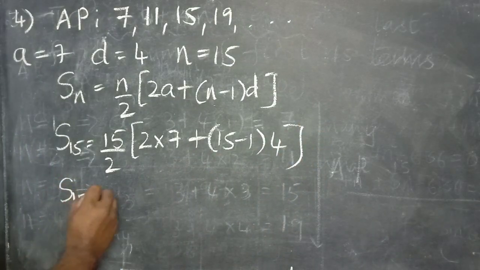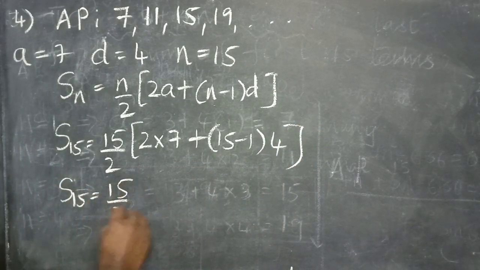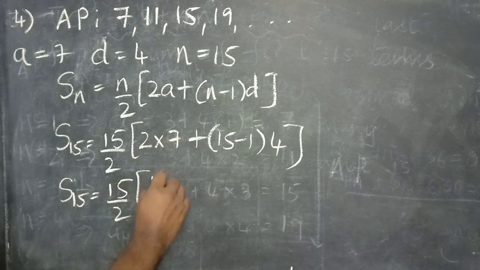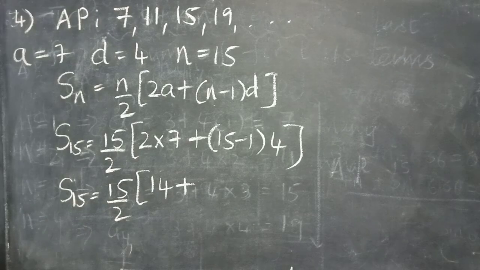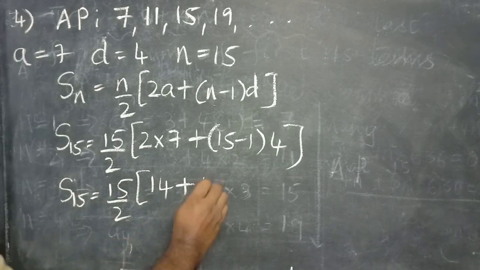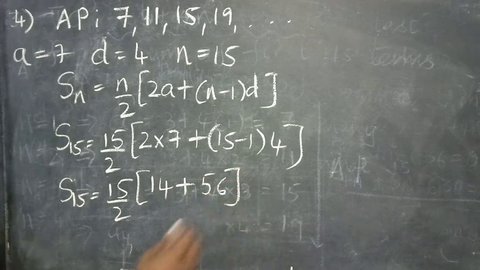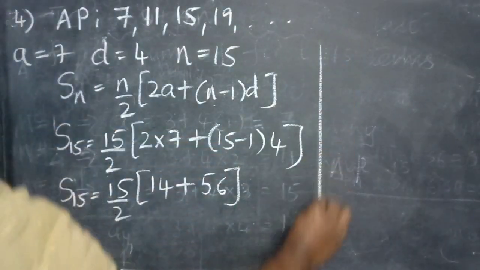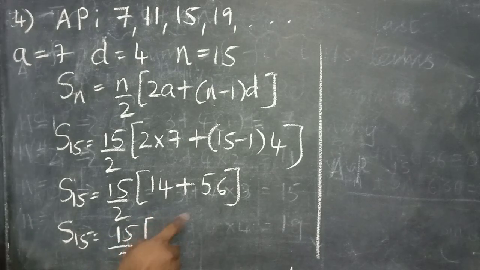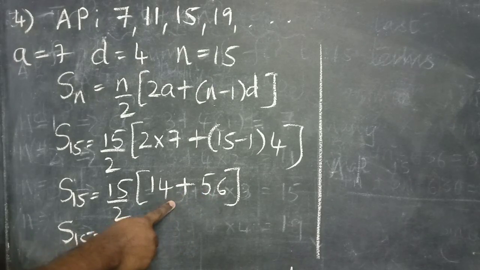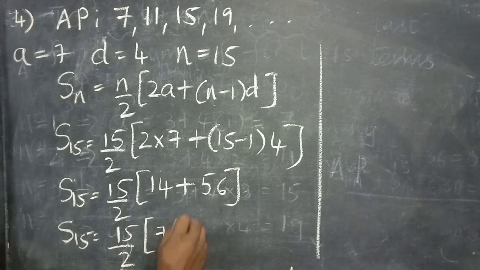Now, S15 equals 15 divided by 2 times 2 times 7 is 14 plus 15 minus 1 is 14, 14 times 4, 56. Now, the next step, S15 equals 15 divided by 2 times 14 plus 56. What we get is 70.